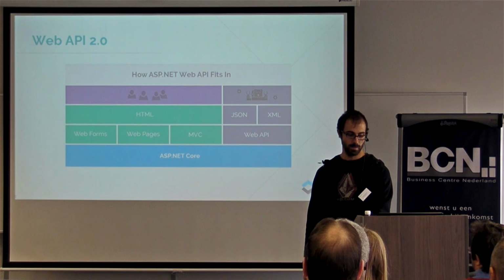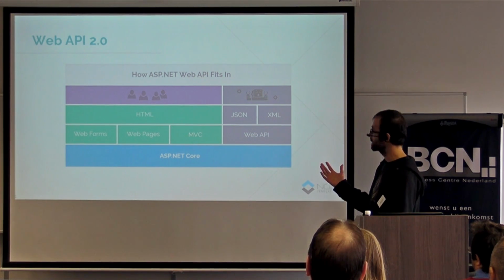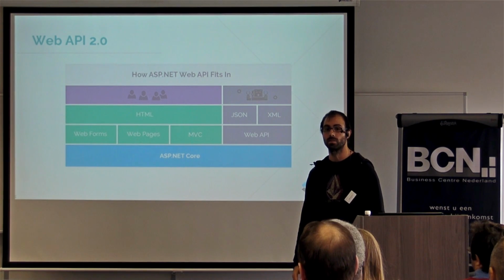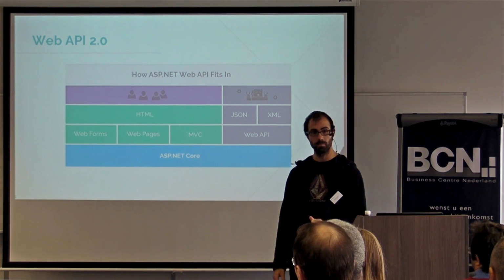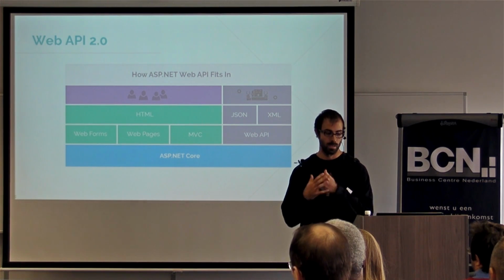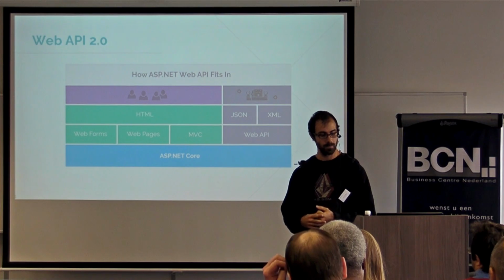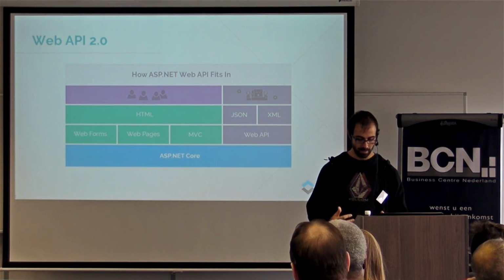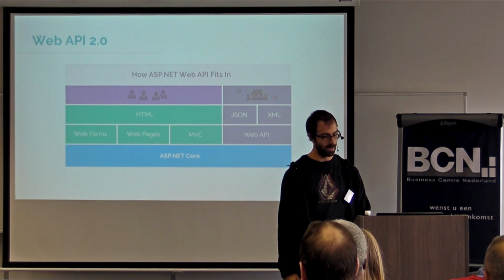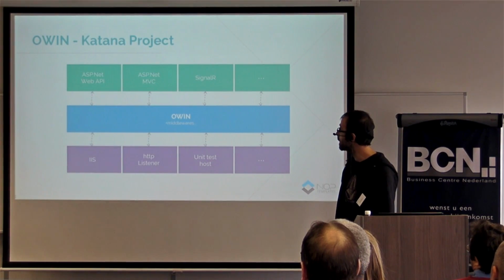for our solution. The other very important thing to realize about the web API is that it is an independent framework. It is available as a NuGet package, so it is independent of IIS and System Web. You can use it in your own hosting solution. And speaking of being host agnostic, brings me to my next slide, which is about OWIN and Katana.